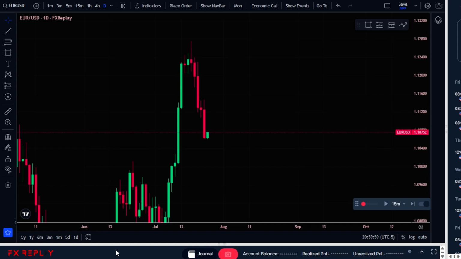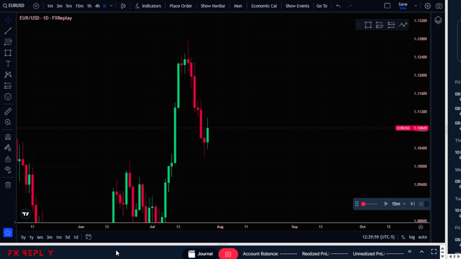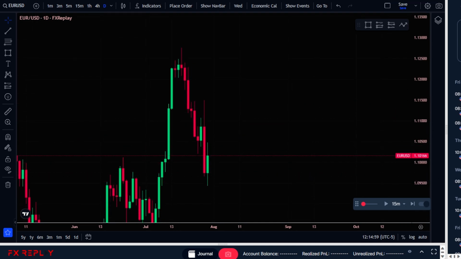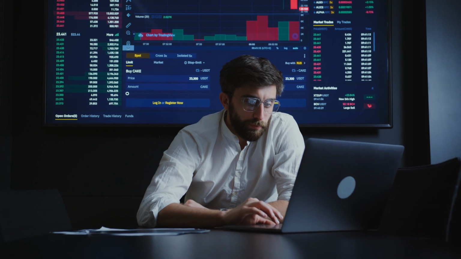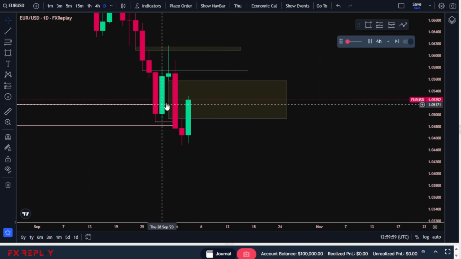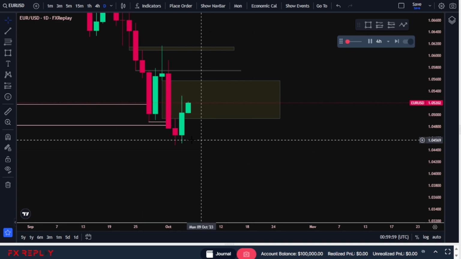We all know that if you don't know what your next draw on liquidity is, what price is doing right now, or what price is most likely to do in the future, then you are not going to win the long-term trading game. If we know what our draw on liquidity is, we can place trades accordingly and make the most money out of the market.